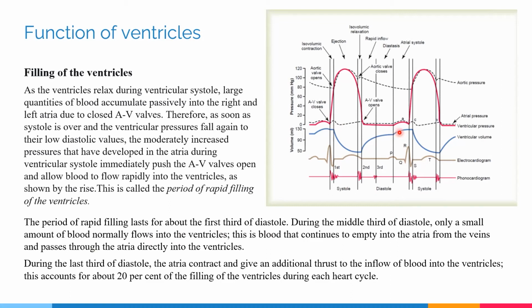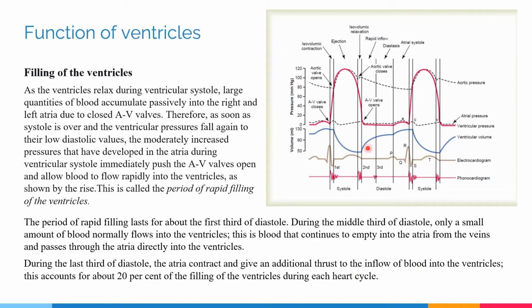During the middle third of the diastole, a small amount of blood normally flows into the ventricles. This is the blood that continually empties into the atria from the veins and passes directly through the atria into the ventricles. During the last third of the diastole, the atria finally contract, which is the A wave, and give an additional thrust to the inflow of blood into the ventricles. This accounts for about 20% of the filling of the ventricles during each heart cycle.